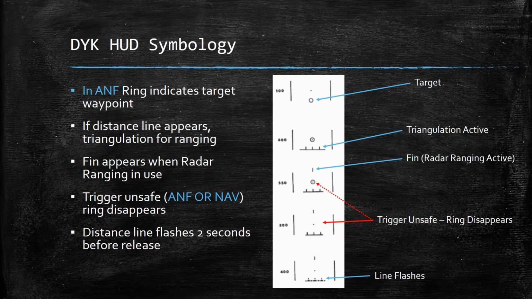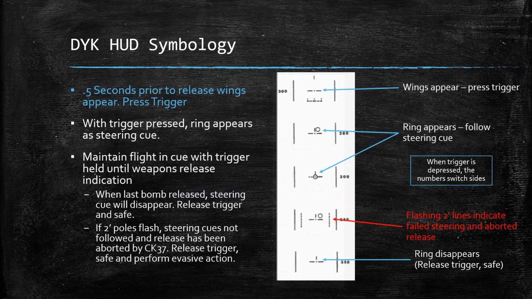When you unsafe the trigger, from here on out it's the same whether you're in quick or precision. When you unsafe the trigger in NAV, the target symbology will all come up. If you're in ANF and you unsafe the trigger, this will all continue and it'll bring you the remaining target indications. As you can see here, the ring will disappear when you unsafe the trigger if you were in ANF. The distance line is going to flash 2 seconds before the release, and then half a second prior to the release, the wings will appear. This is your firing indicator to press the trigger.